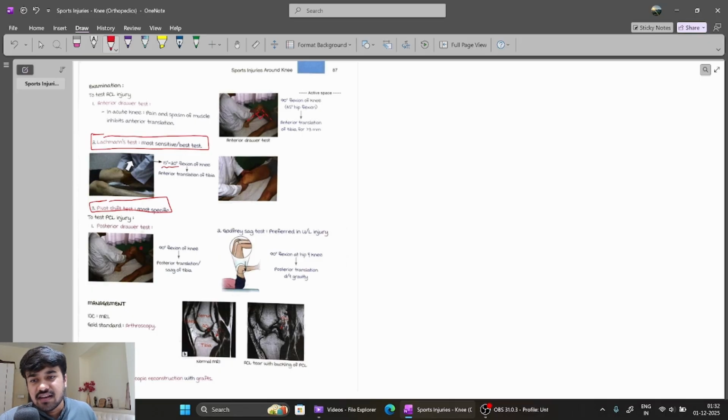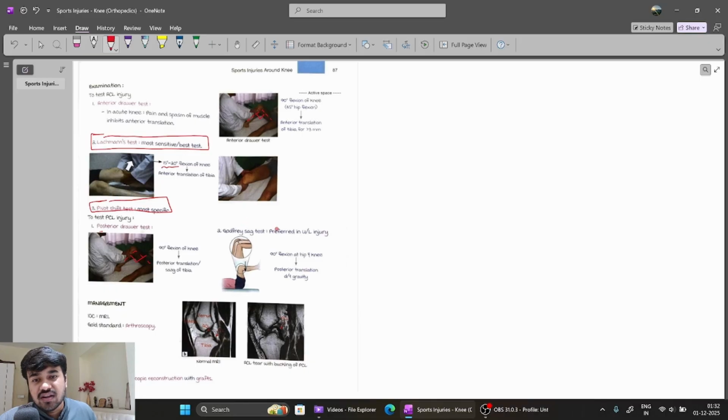Similarly, for PCL tear, we have the posterior drawer test. Posterior drawer test is just the opposite of anterior drawer. Here also we flex the knee by 90 degrees and then try to translate the tibia posteriorly. If posterior translation of tibia is more than 3 mm, that is suggestive of PCL tear.